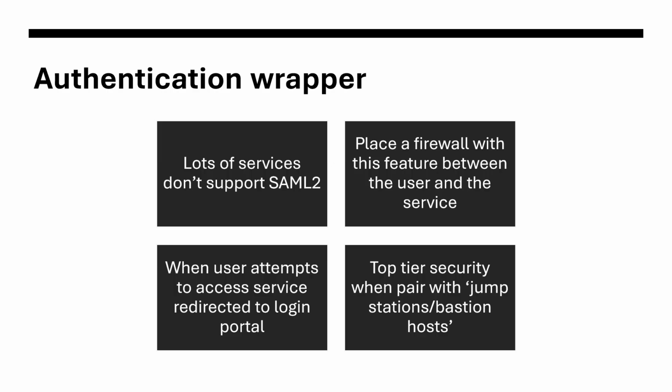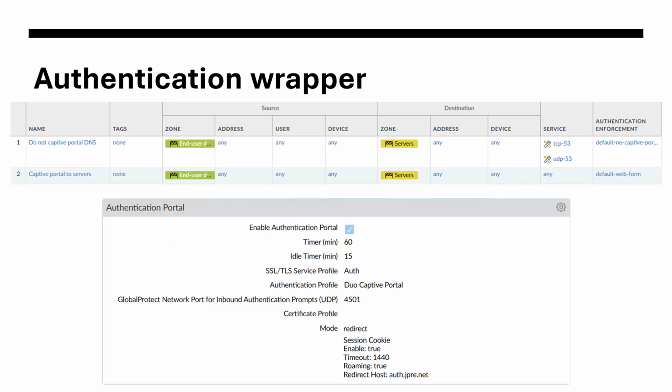It's really strong security. This is particularly effective when you pair it with something that you might call a jump station or a bastion host. This is where you take all your administrator interfaces and say, I can only get to those in network policy and client firewall policy from these specific devices. And I see some of you here today who have implemented that really well, in fact. And here, using that authentication wrapper is a really strong case for it.